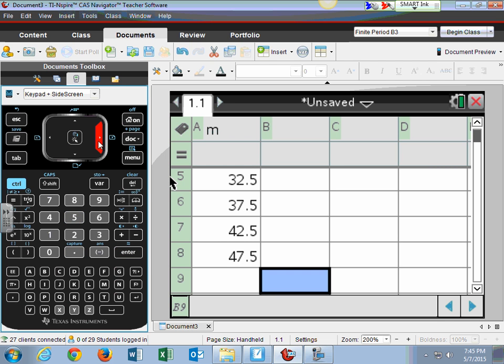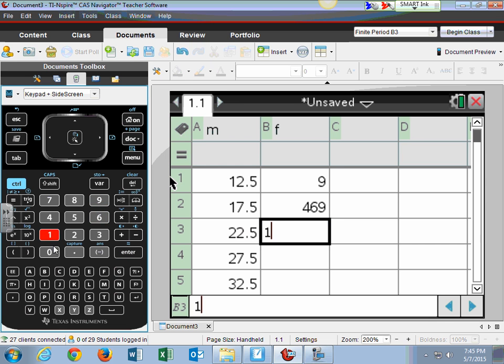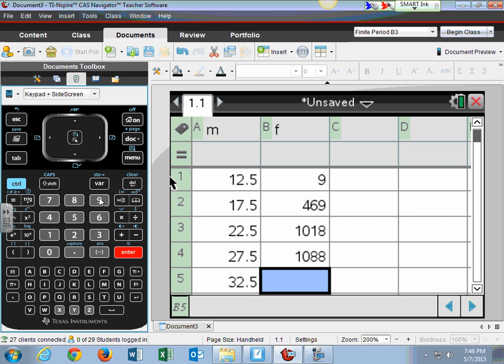Okay, then I go over to the next one. And at the top, I'm going to put F for frequency. These numbers were already given. I had 9 for that one, 469, 1018, 1088, 929, 452, 90, and 4.